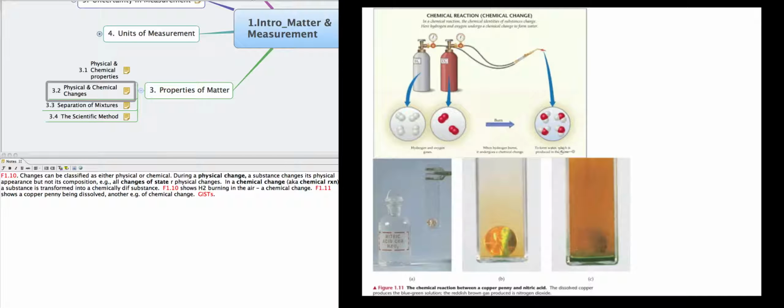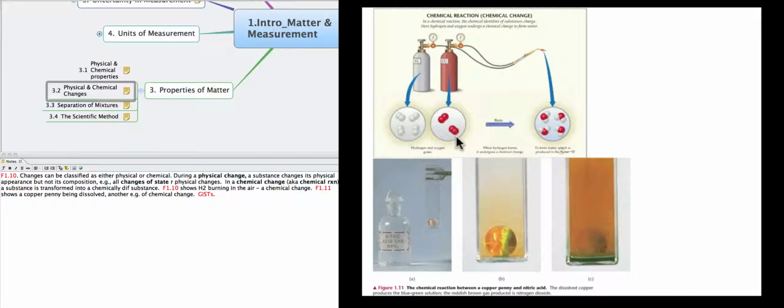Changes can be classified as either physical or chemical. During a physical change, a substance changes its physical appearance, but not its composition. For example, all changes of state are physical changes. In a chemical change, aka chemical reaction, a substance is transformed into a chemically different substance.